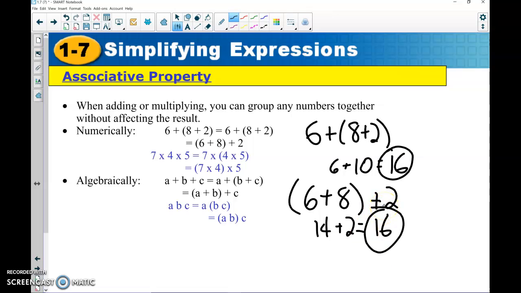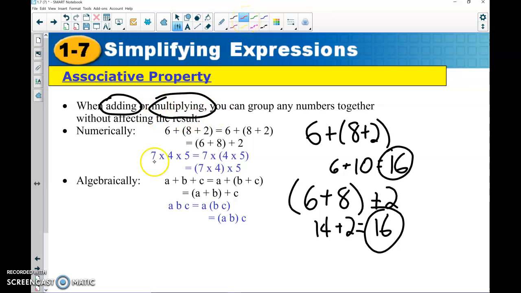We didn't really change anything except for the order of how we added it. There's still a 6, there's still an 8, there's still a 2, but in the first example, I did the 8 and the 2 first, and the 6 last, and then in the second example, I did the 6 and the 8 first, and the 2 last, but the outcome's still the same. And then again, we see it works with adding, and if I were to throw a subtracting problem out there, it would not work with subtracting. Okay, it also works with multiplying.